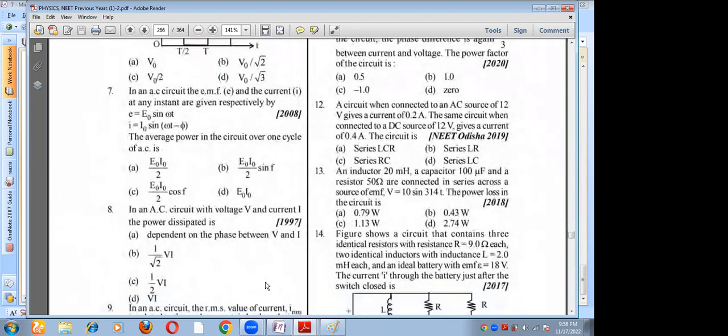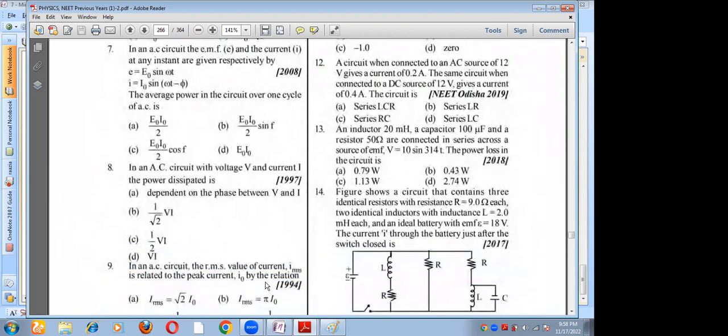Now do question number 13. The NEET 2018 question.